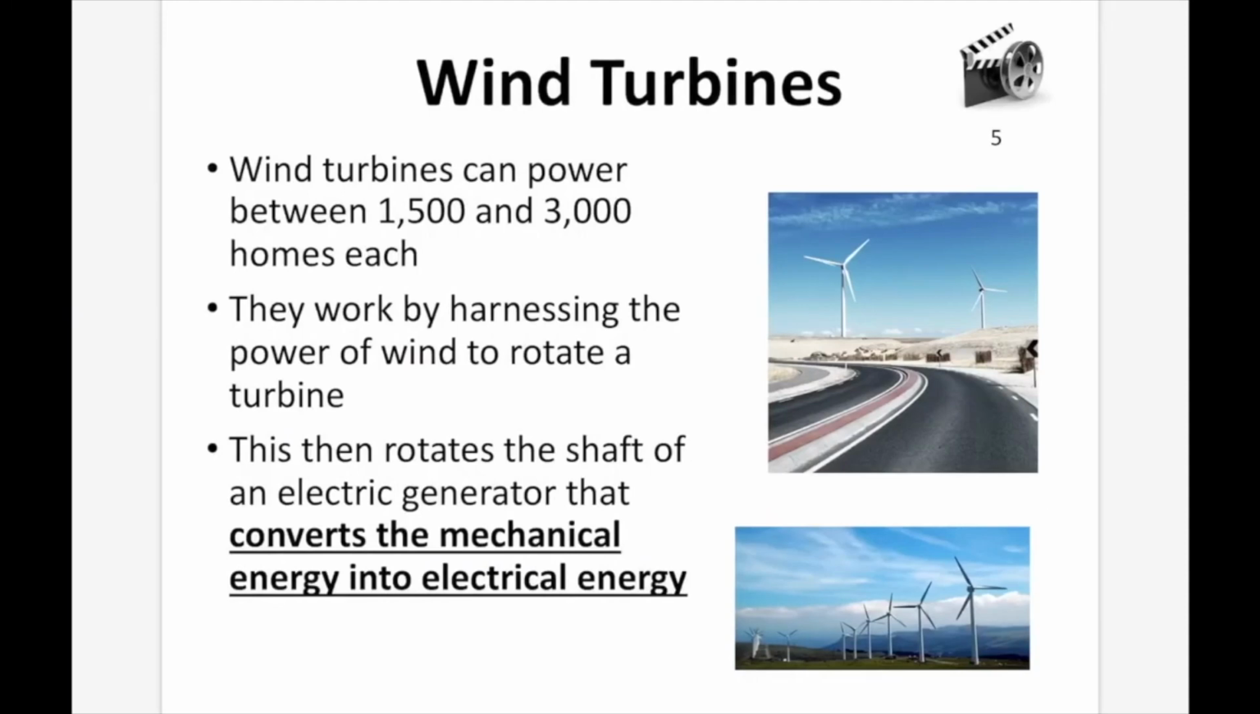Wind turbines. Wind turbines can power between 1,500 and 3,000 homes each. They work by harnessing the power of the wind to rotate a turbine, just like the nuclear and fossil fuel examples that we talked about before. However, in this case, we're not creating steam to turn the turbines, we're just using the wind to turn the turbines. By turning the turbines, we can then rotate the shaft inside the generator to convert the mechanical energy from the wind into electrical energy.